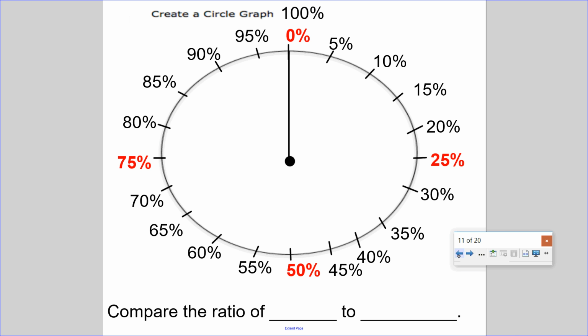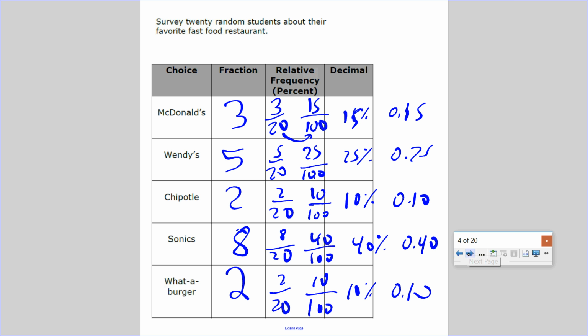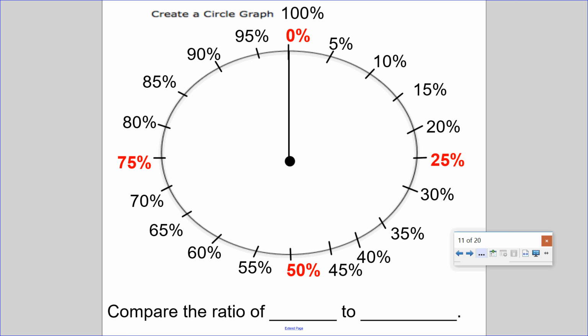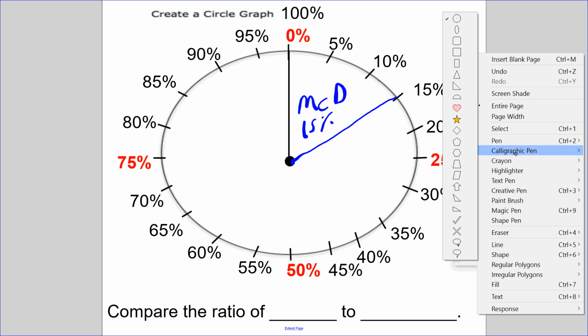So let's go back to our survey. McDonald's was selected by 15%. So 15% would be right here. So let's label this McDonald's 15%. So McDonald's represents that. Let's use a different pen color.